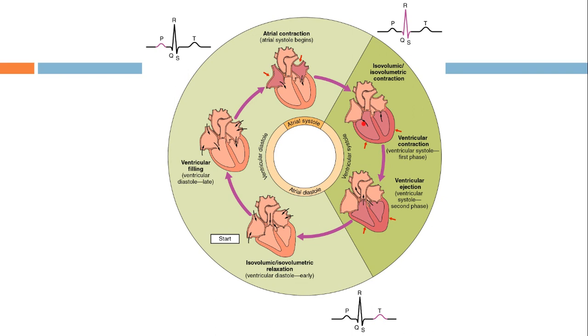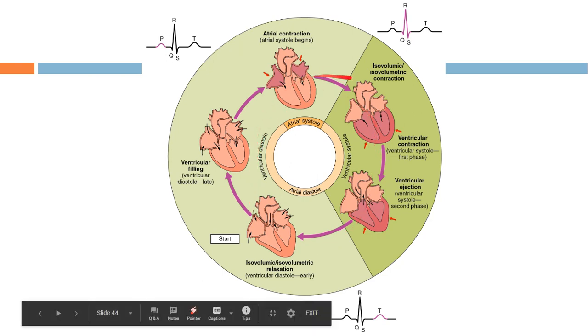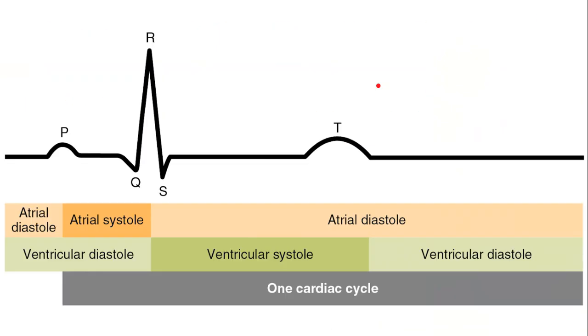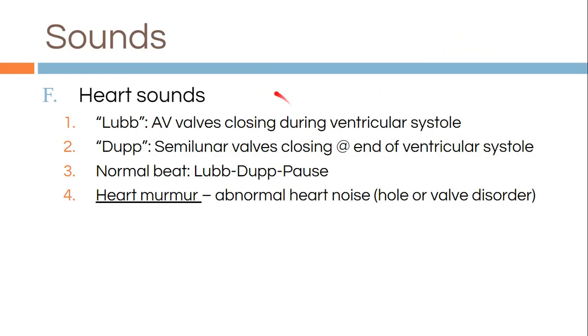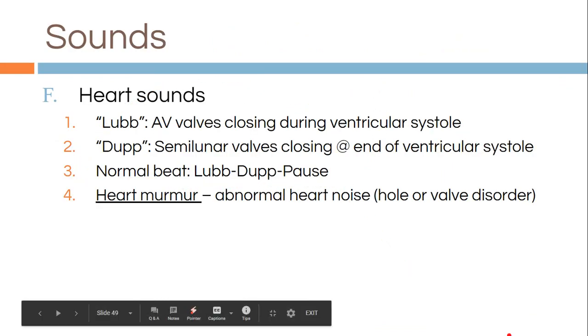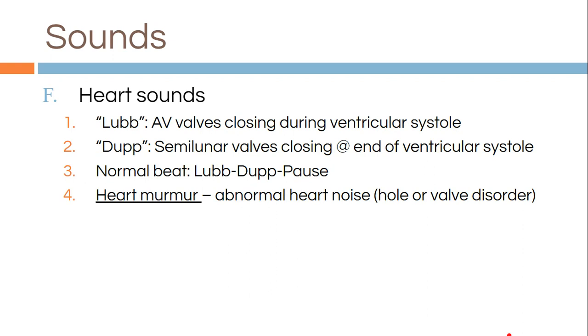The dup sound is the sound of the semilunar valves closing at the end of the ventricular systole as we go back into their relaxation phase. So basically, here's what your heart sounds like. Lub, dup, lub, dup, lub, dup. And that's why you have the pause in between. So we usually say that our normal heartbeat is lub, dup, pause, because the lub and dup just tell you how long the ventricles are contracting. So really, when you hear those heart sounds, lub-dup, that's how long ventricular systole actually lasts, which is not very long.